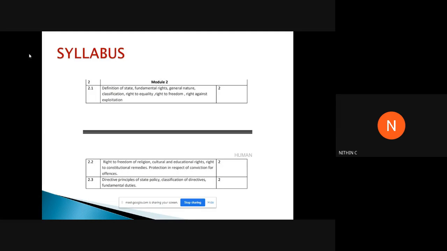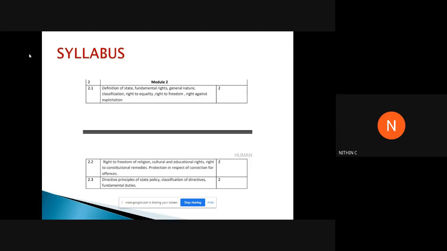In the second module we will be studying the definition of state, then fundamental rights, general nature, classification, then the different fundamental rights: right to equality, right to freedom, right against exploitation, right to freedom of religion, cultural and educational rights, right to constitutional remedies, then protection in respect of conviction for offenses.